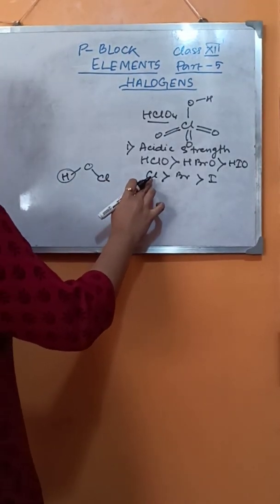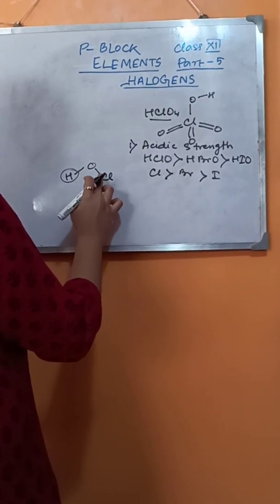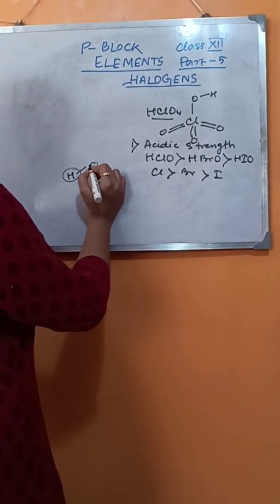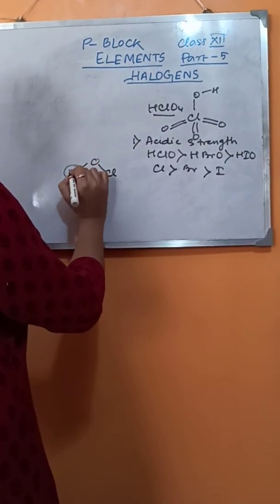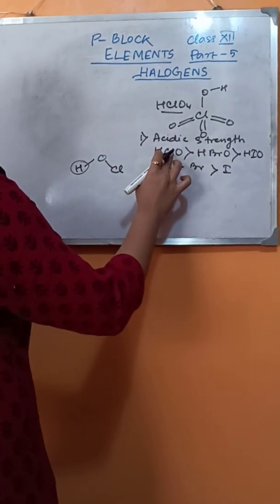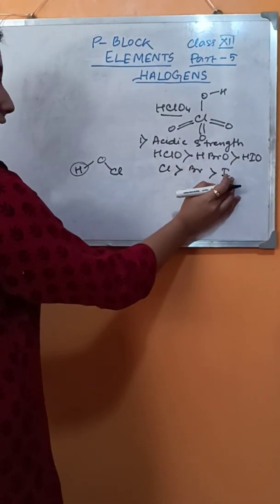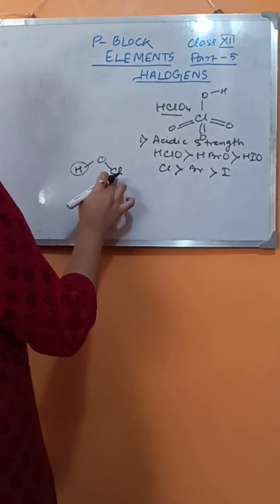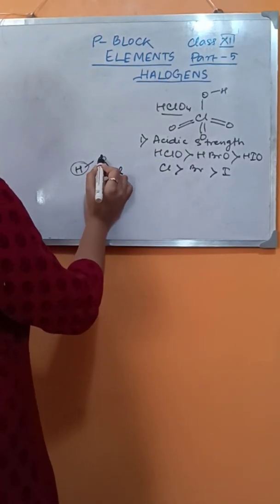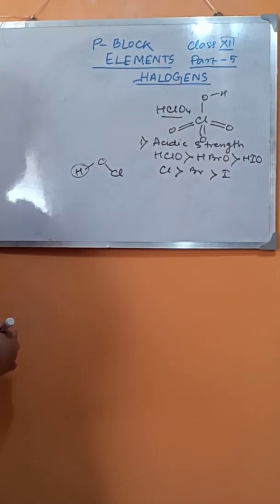Here, chlorine's electronegativity is more than bromine, so it will easily attract the shared electrons towards itself, and it will delocalize the electron cloud over oxygen. So H plus will be easily ionized. So the acid strength here is more for HClO and least for HIO, because the electronegativity of iodine is least and it will not be able to delocalize the electron cloud over oxygen so easily as chlorine. Okay.